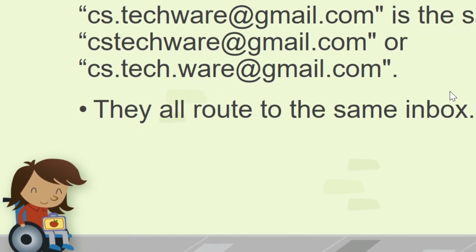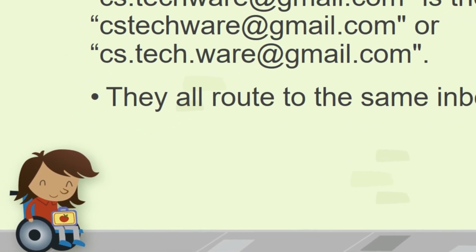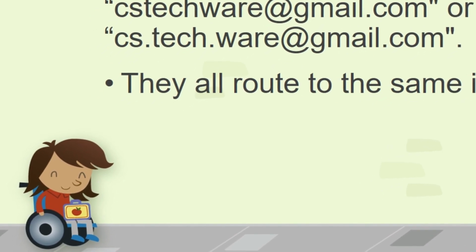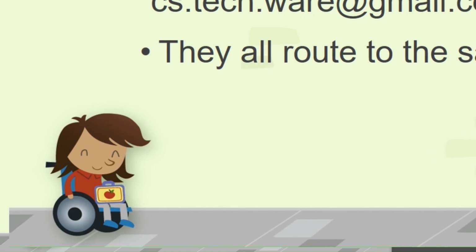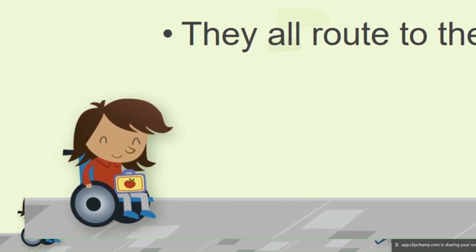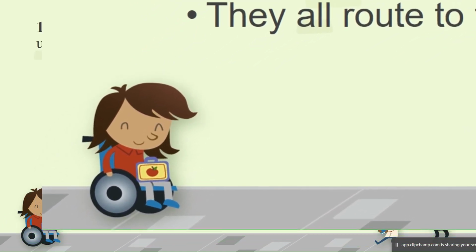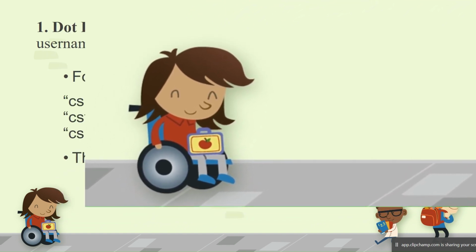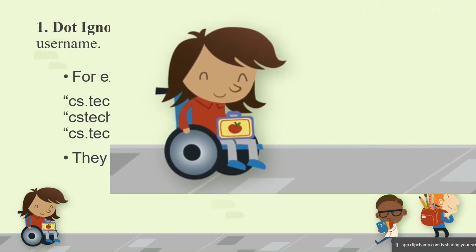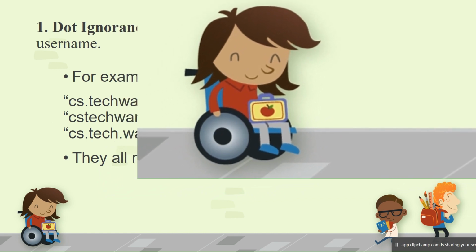First one is dot ignorance. Gmail ignores the dots in the username. For example, cs.techware@gmail.com and cs.tech.ware@gmail.com are both the same as cstechware@gmail.com, which is our main email address. They all will be routed to the same inbox.